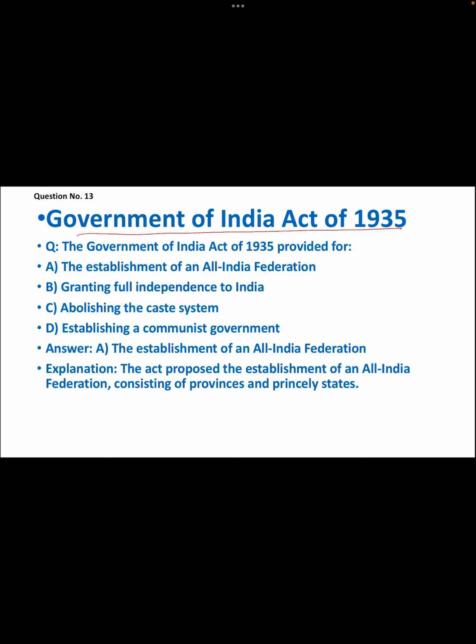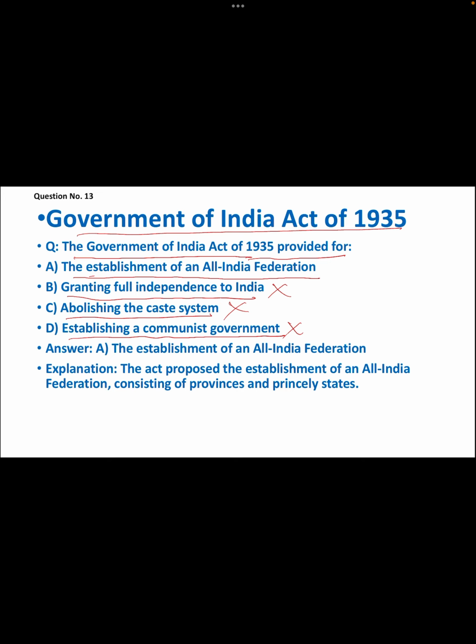So, this question is about the Government of India Act of 1935. What did it provide for? We have four options: A, establishment of All India Federation; granting full independence to India, this is not the correct option; evolution of caste system, this is also not the right option; establishment of a communist government, this is also incorrect. So B, C, and D are incorrect. So the right answer is establishment of All India Federation.